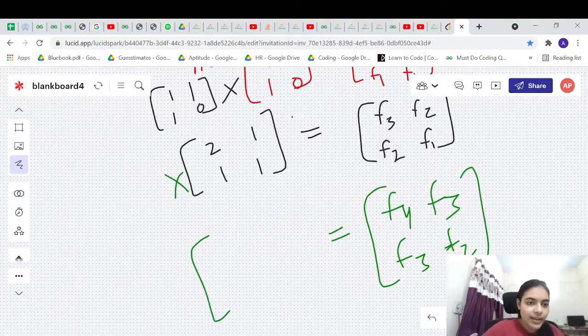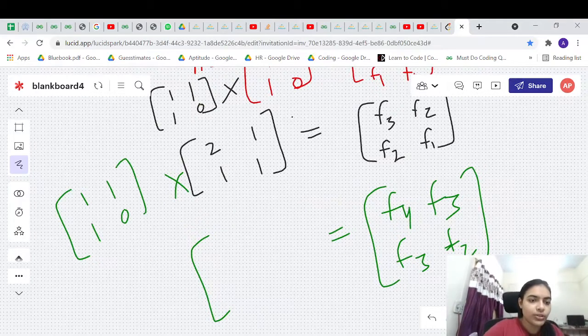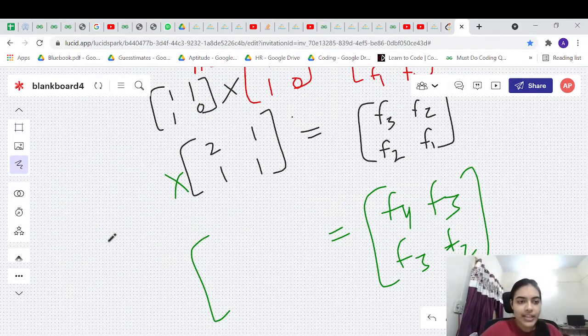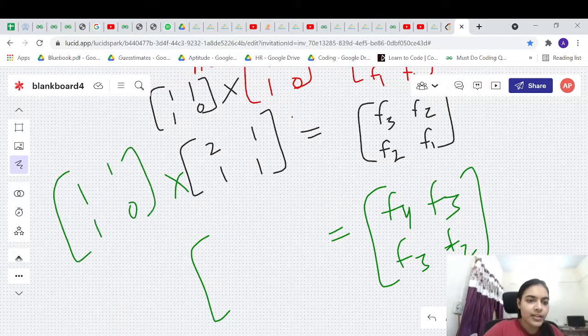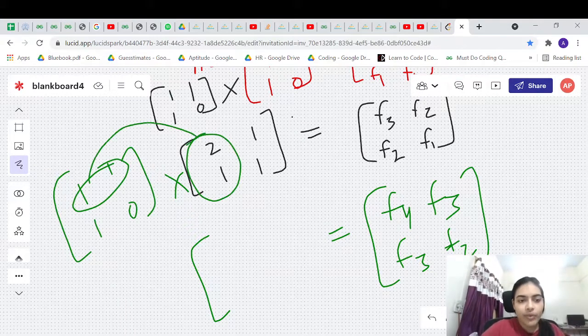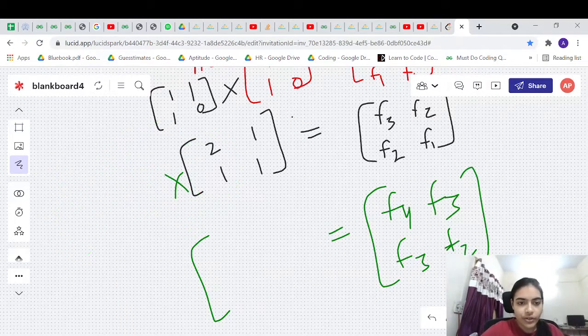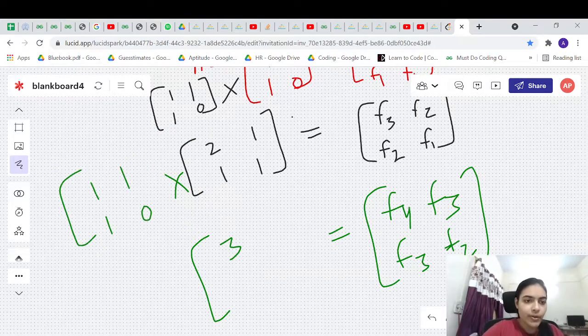Just multiply this by the same matrix 1, 1, 1, 0. This is the beautiful matrix, right? Multiply this and you will get your next answer. So just multiply and see the matrices. 1 into 2 is 2. 2 plus 1 is 3, right? So you will get 3. Okay. 1, 1, 1, 0.